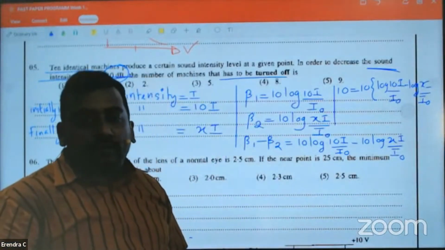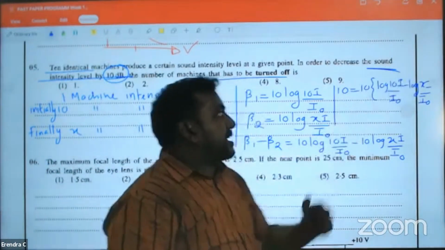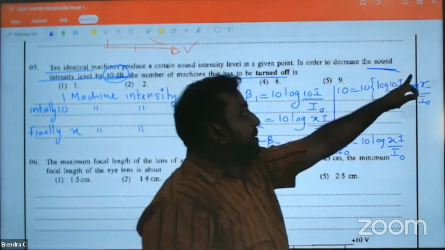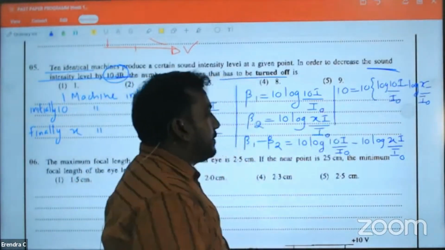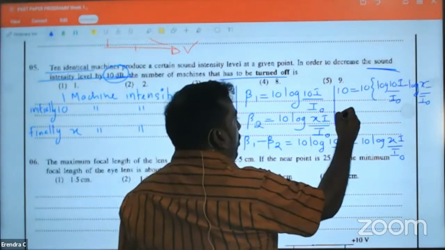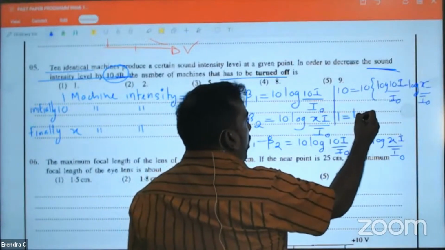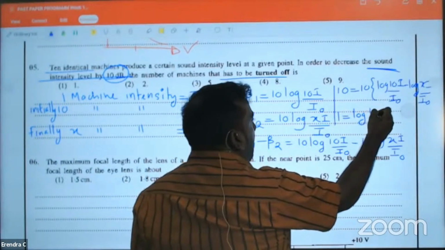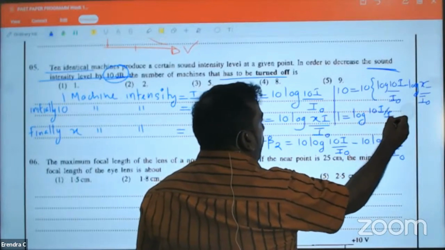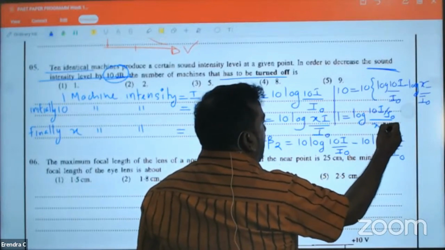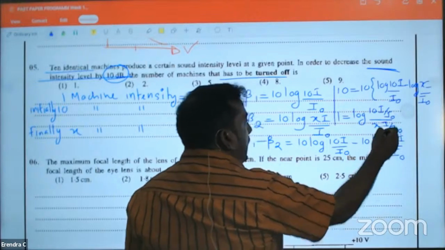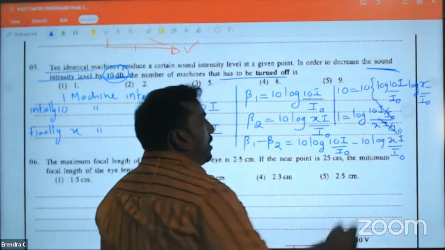XI over I naught. Log subtraction means log division. That means this divided by that. 10, 10 cancel off. I can put 1. Log division, look at this carefully: 10I over I naught divided by XI over I naught. I naught cancel off.